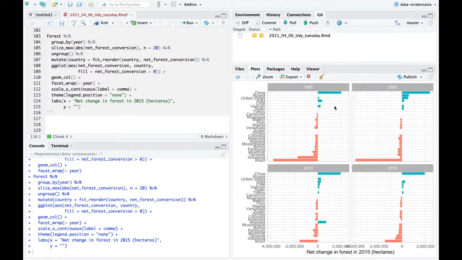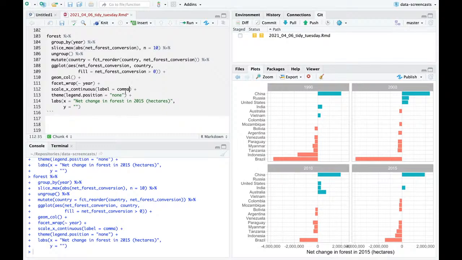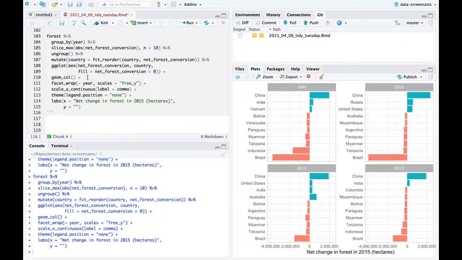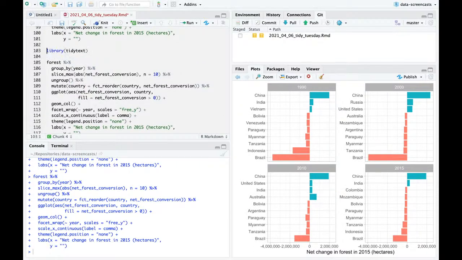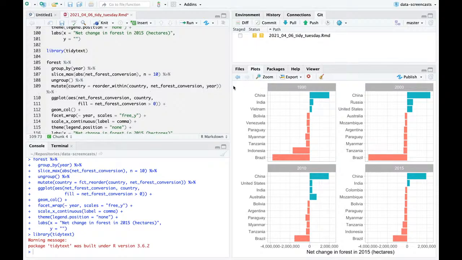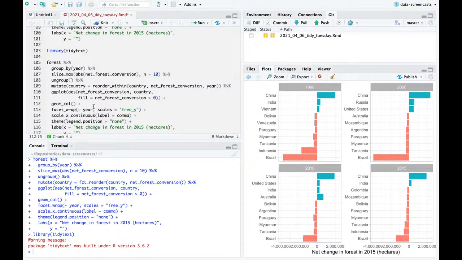So the next step is, 20 is too many. I'm gonna do 10. And I'm going to say facet wrap scales equals free y. But I also want to reorder within. So you might have seen me do this before. Tidy text has a function reorder within and reorders with country within year. And I need to say reorder within and scale.